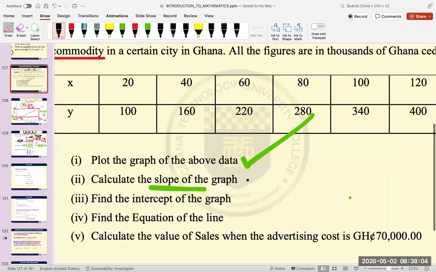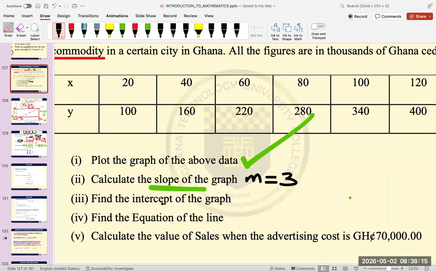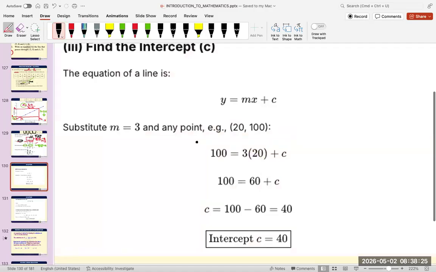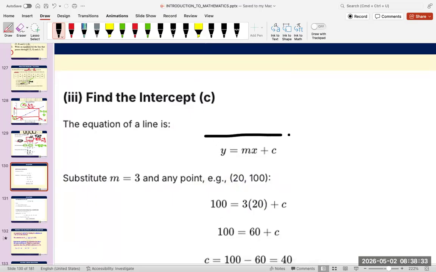So now we have the slope. The slope M, we had 3. And so it's time for us to look for the intercept. The intercept is represented by C. Let's see how we do that. So intercept of the equation is C. Where can we get a C? We can get it from the slope intercept relationship. Y equals mx plus C.